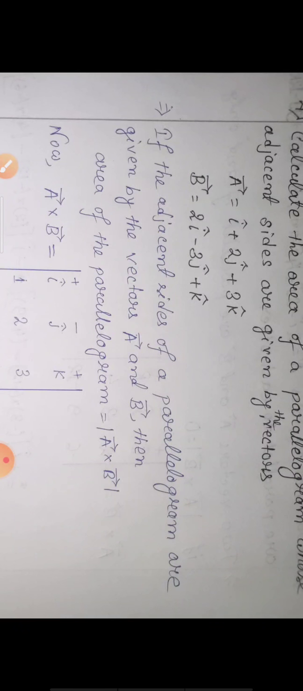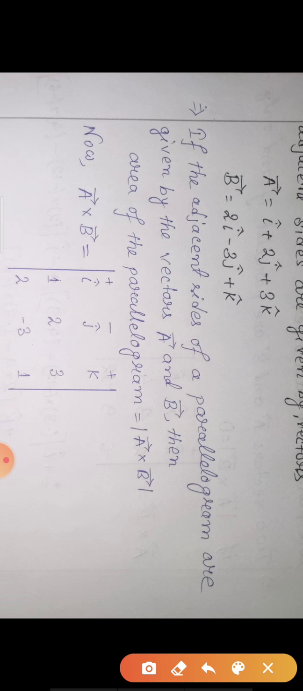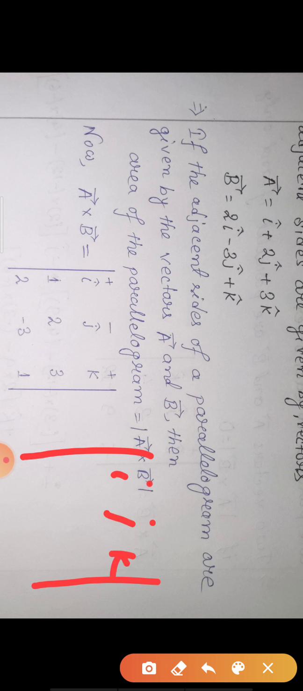So if the adjacent sides of a parallelogram are given by the vectors a and b, then the area of the parallelogram is equal to the magnitude of a cross b. So now a cross b. Again, in a similar method, first draw the determinant, then write i j k. i is positive, j is negative, k is again positive.